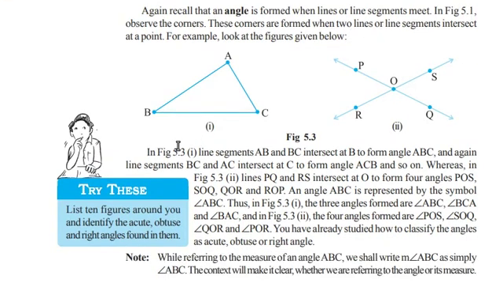In diagram 5.31, we can notice that line segments AB and BC intersect at B to form an angle ABC. And again line segments BC and AC intersect at C, forming an angle ACB. Here we can see in the second example, two lines are intersecting at one point, which forms four angles: angle POS, angle POR, angle ROQ, and angle QOS.